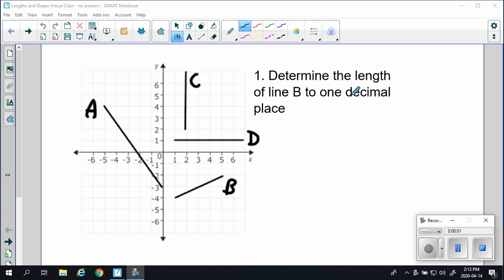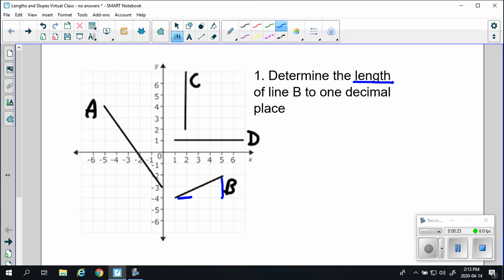These are the questions that we did in our virtual class today. The first question was: determine the length of line B to 1 decimal place. So they're asking for how long it is, not for what the slope is. Now, if this was line C or D, it would be very easy because you could simply count the blocks. But for B, because it's a diagonal line, it's really much harder to see how long this line is.